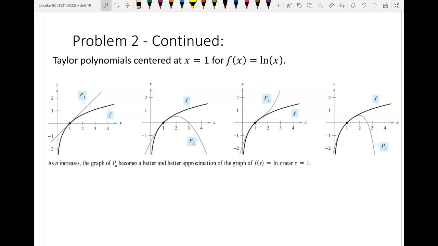And the first derivative with the tangent line around 1 is okay. We increase the degree, it starts improving. We increase it some more, that's even better. We increase it some more, and isn't that even better than what we originally had? Yeah. Okay? So as n increases, the graph of p sub n becomes a better and better approximation of the graph of f of x equals natural log of x near x equals 1. Okay?